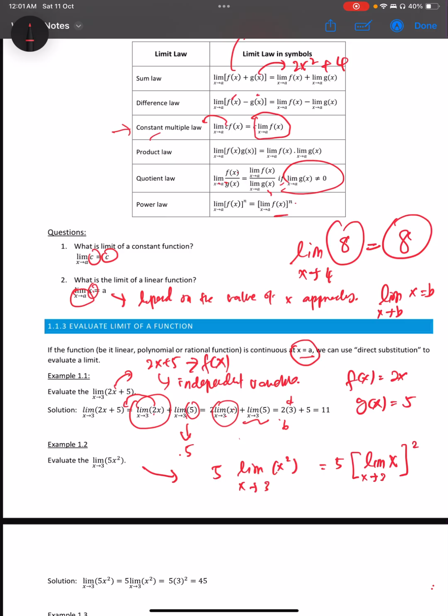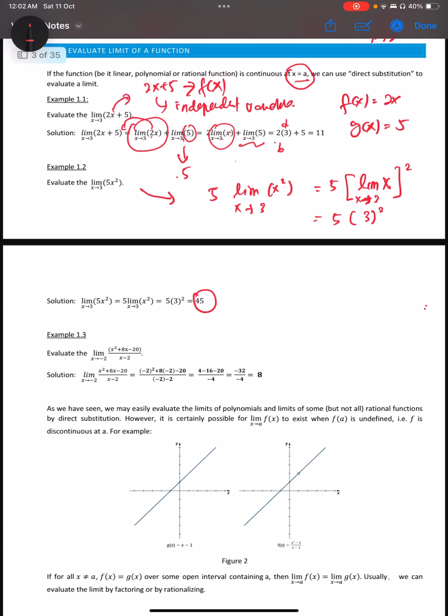I can do this as shown in here. As x approaching 3 and x is continuous, so x approaching 3, you replace x in here. 5, x approaching 3, it will be 3 here and then power of 2. So 3 to the power of 2, you get 9. 9 multiplied with 5, you get 45. All right. I will upload the annotated notes after this.